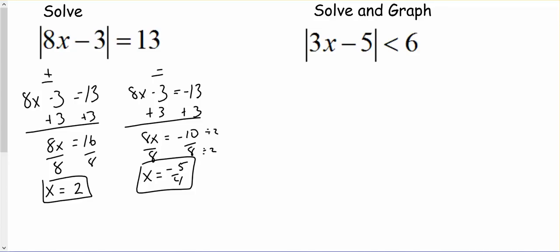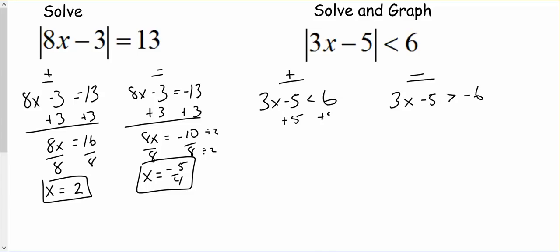Our next side, solve and graph. So we've got it, so our absolute value is alone. So we say 3x minus 5 is less than 6. And our negative side, 3x minus 5 is greater than negative 6. Don't forget to change the symbol and the sign. On our positive side, we'll add 5. And we get 3x is less than 11. We'll divide by 3, and so x is less than 11 thirds.